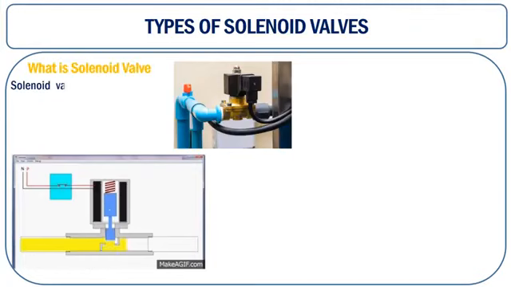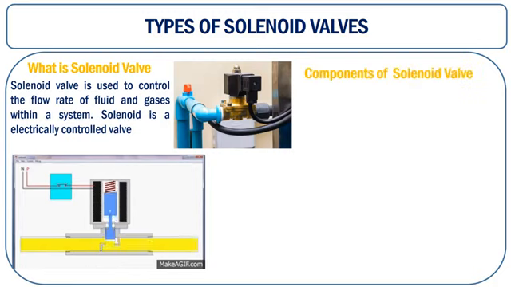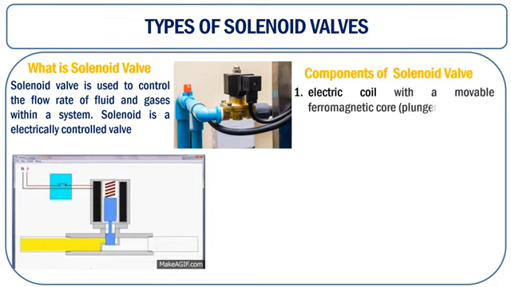A solenoid valve is used to control the flow rate of fluids and gases within a system. A solenoid valve is an electrically controlled valve, and it has two main components: an electric coil with a movable ferromagnetic core or plunger in its center, and the valve body.